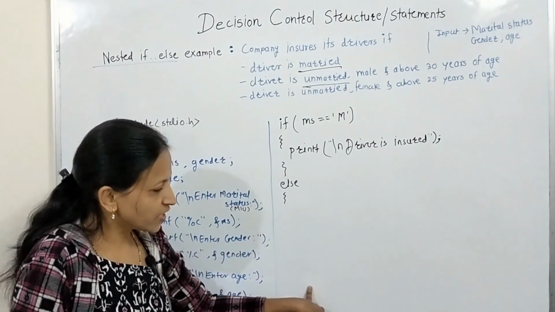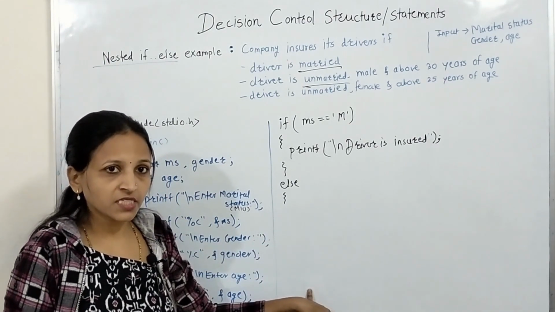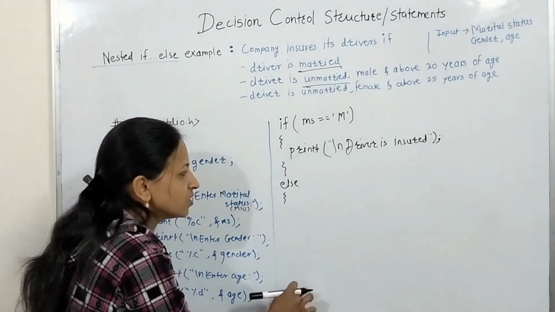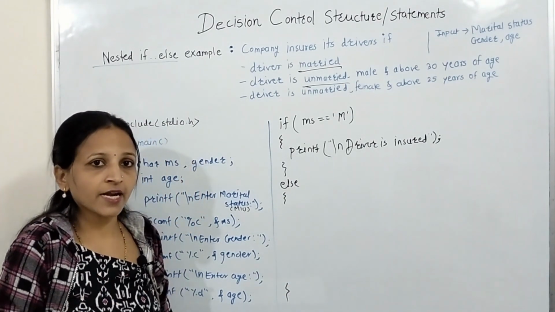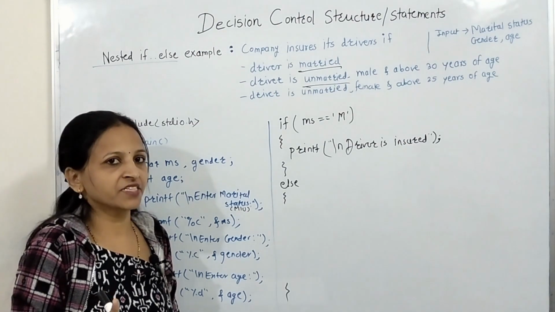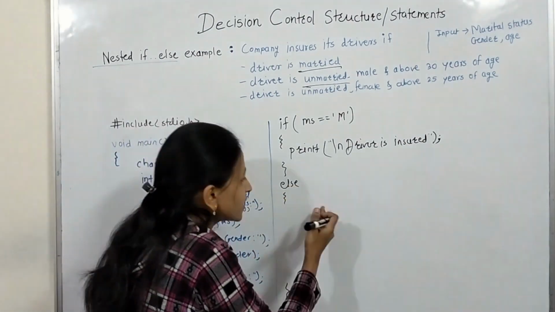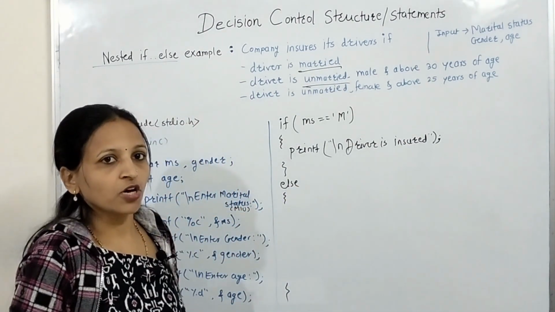That's why control will come here. Means we can say that control is here inside this else block, so we can definitely say that the driver is unmarried. Now there is no need to again check whether the driver is unmarried or not.